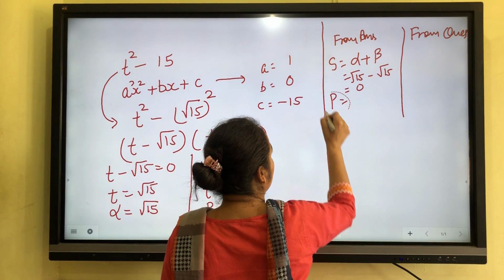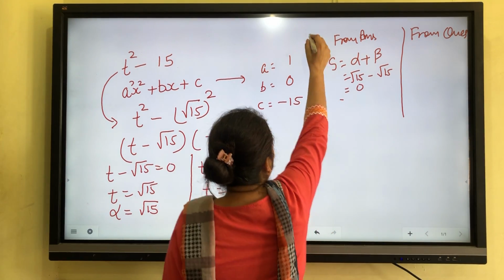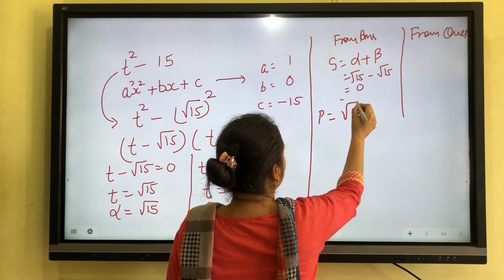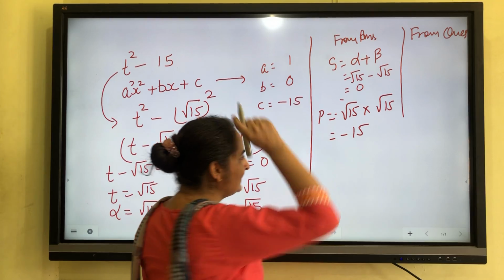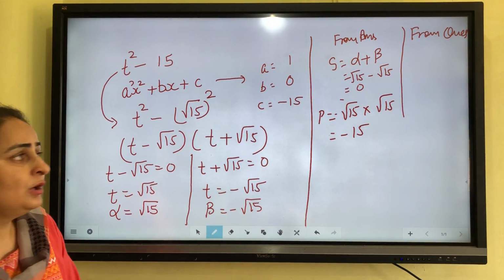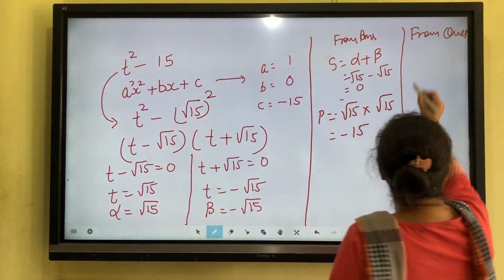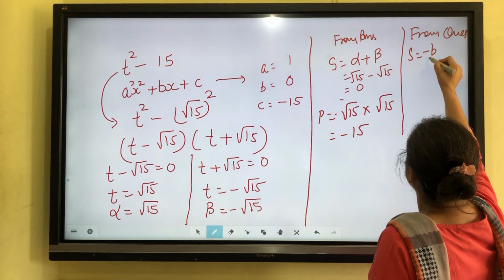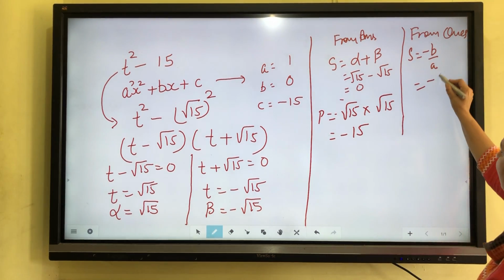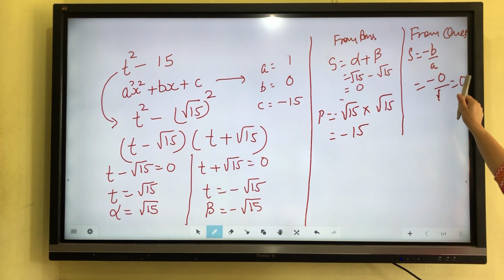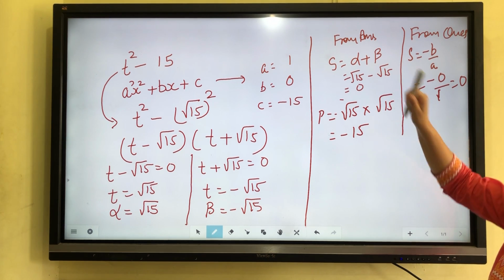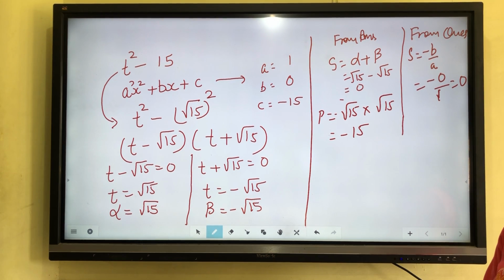And what about the value of the product? That is, the product is equal to under root 15 multiplied by minus under root 15. This is equal to minus 15. Now from the question, what is the formula for the sum? That is minus b upon a. What is the value of b? That is 0 upon 1, again equal to 0. This result is similar, as this result means the sum from the question and the answer are both the same, so we are able to verify the result for the sum.